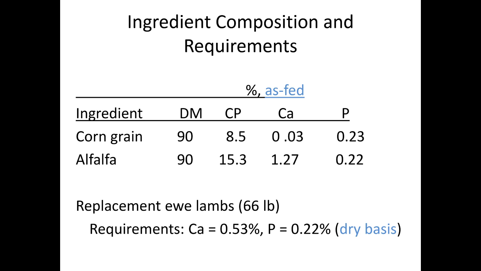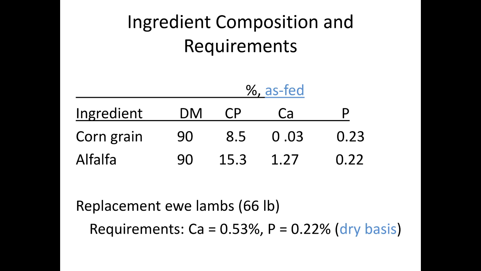Remember, we always need to be aware of whether we're expressing these units on an as-fed or dry basis, and that we're consistent. So we've got our ingredient composition table. We know how much dry matter, crude protein, calcium, and phosphorus are in our corn grain and alfalfa, so we can then use them to formulate the diet. Then we state our requirements.